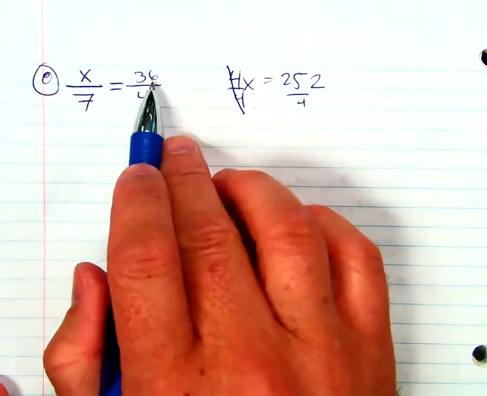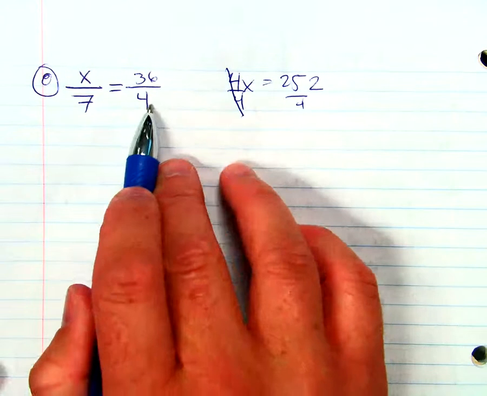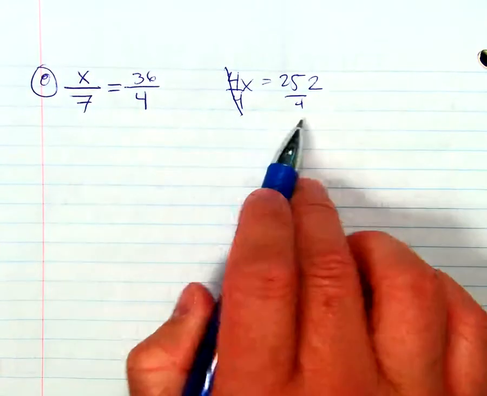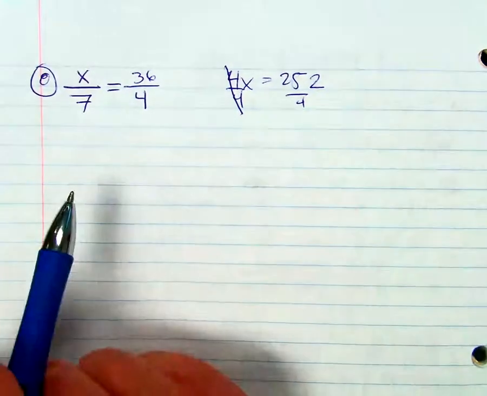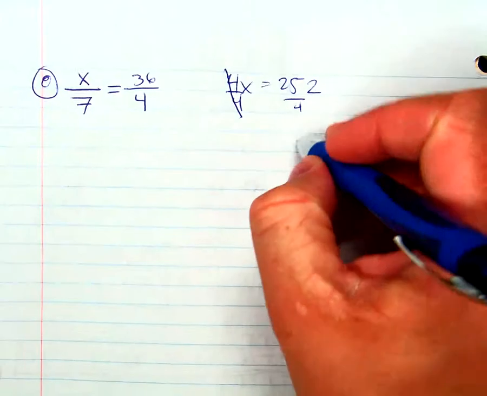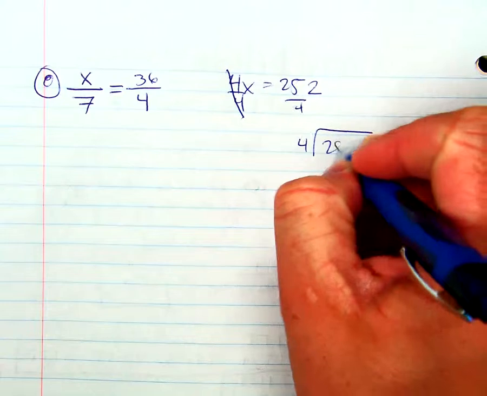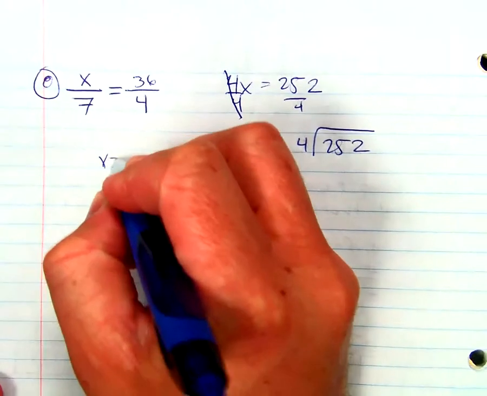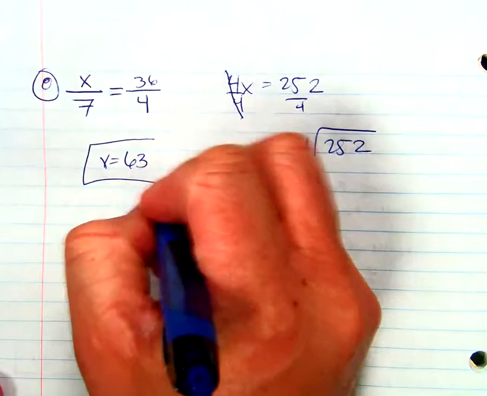You could say simple proportion, 36 divided by 9 is 4. What number divided by 9 is 7? Or you can set it up this way. It does not matter which way you do this. You can set up the long division, how many times is 4 going into 252, or you can look at the relationship between the numbers and you should find that you get 63.